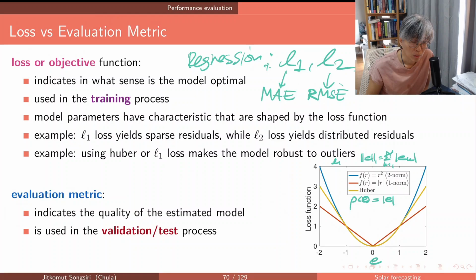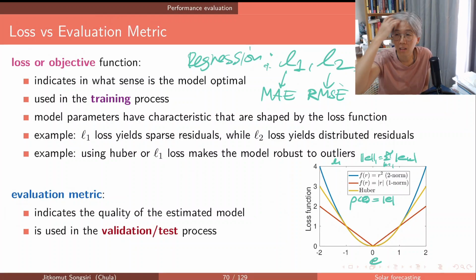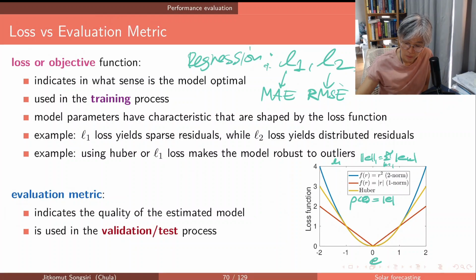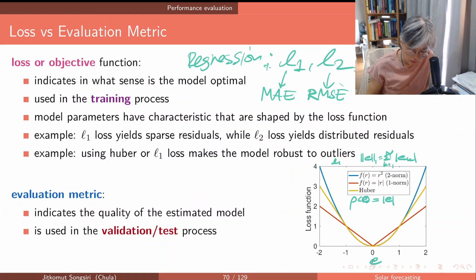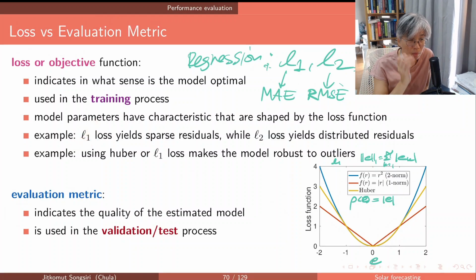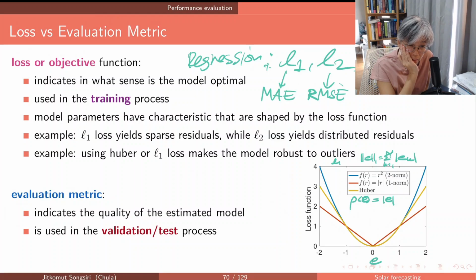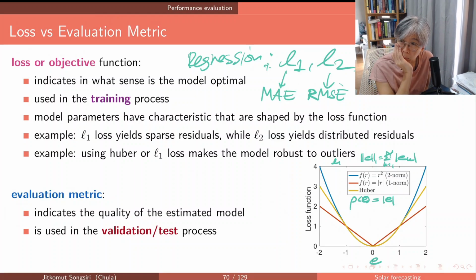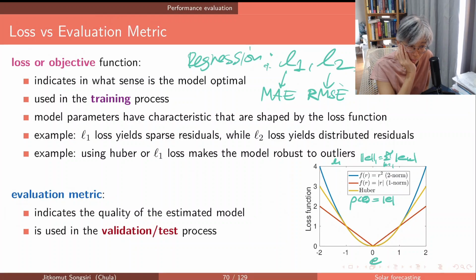Let me point out that choosing the loss function is not trial and error. They are not random quantities. As I said, you pick the one that fits best to your purpose of training.